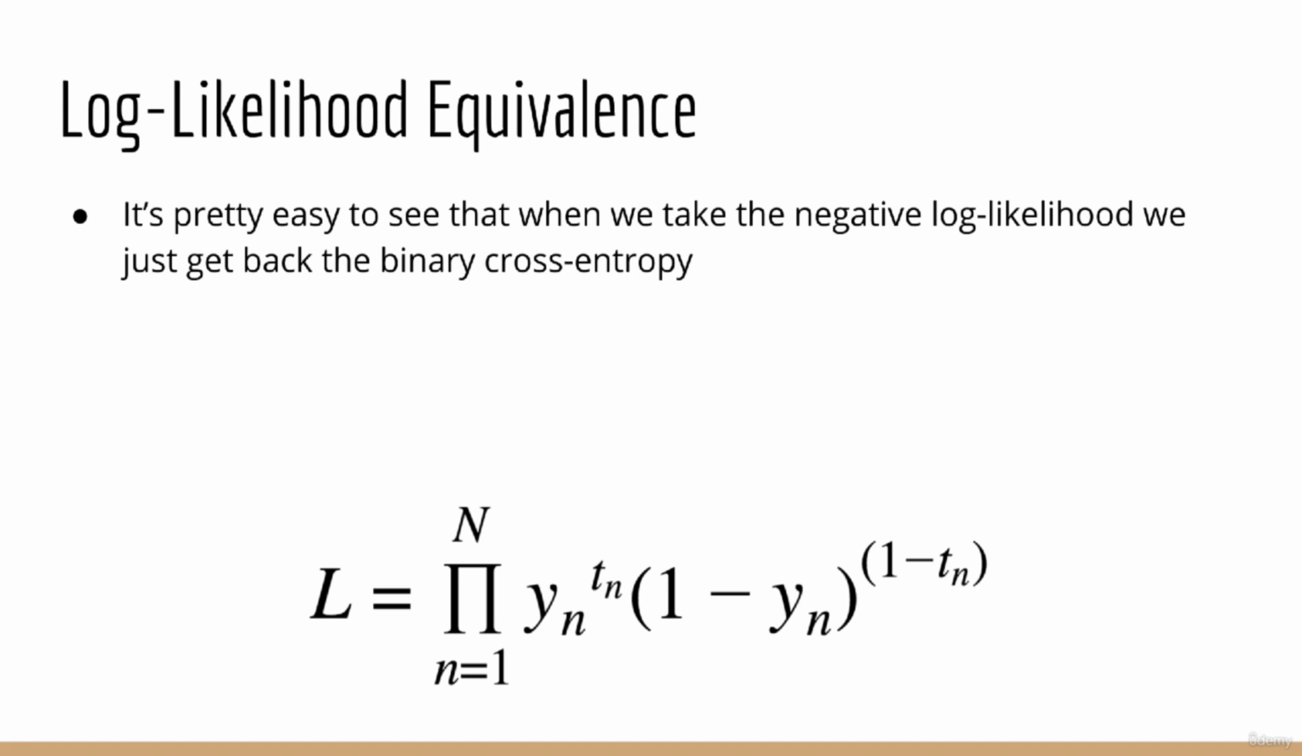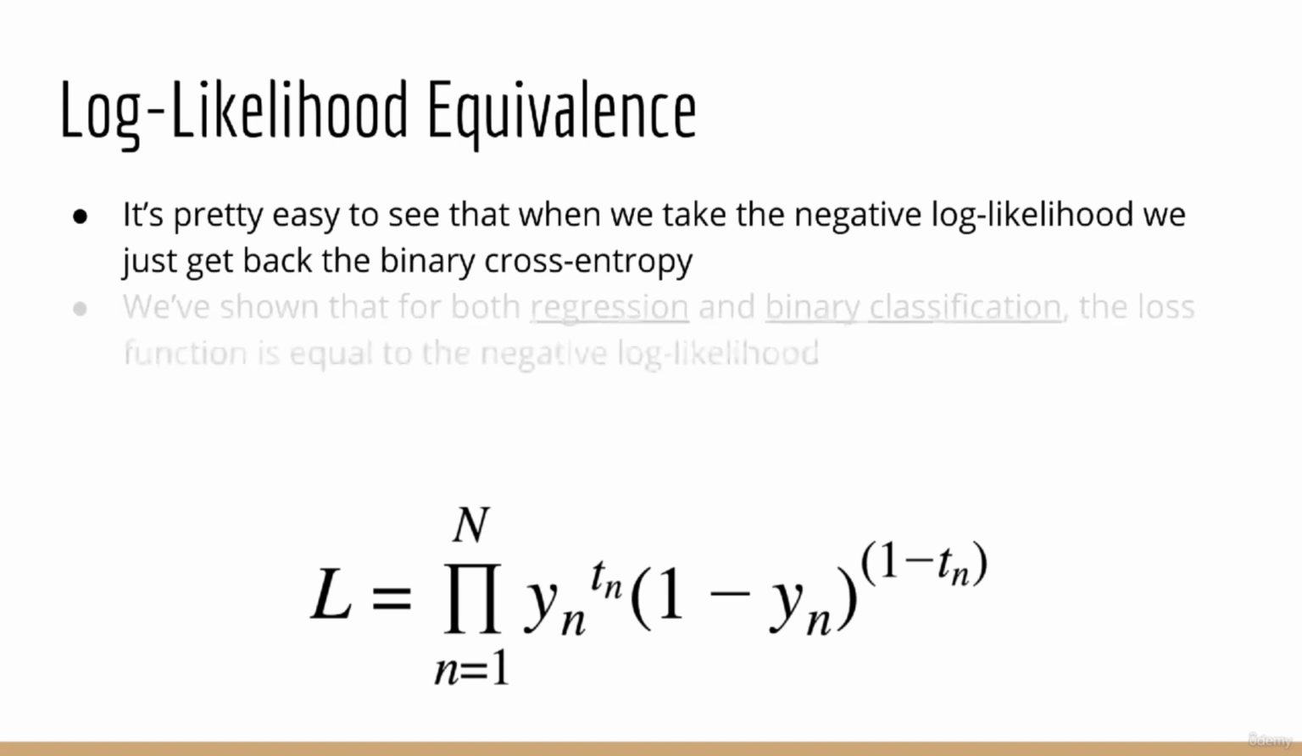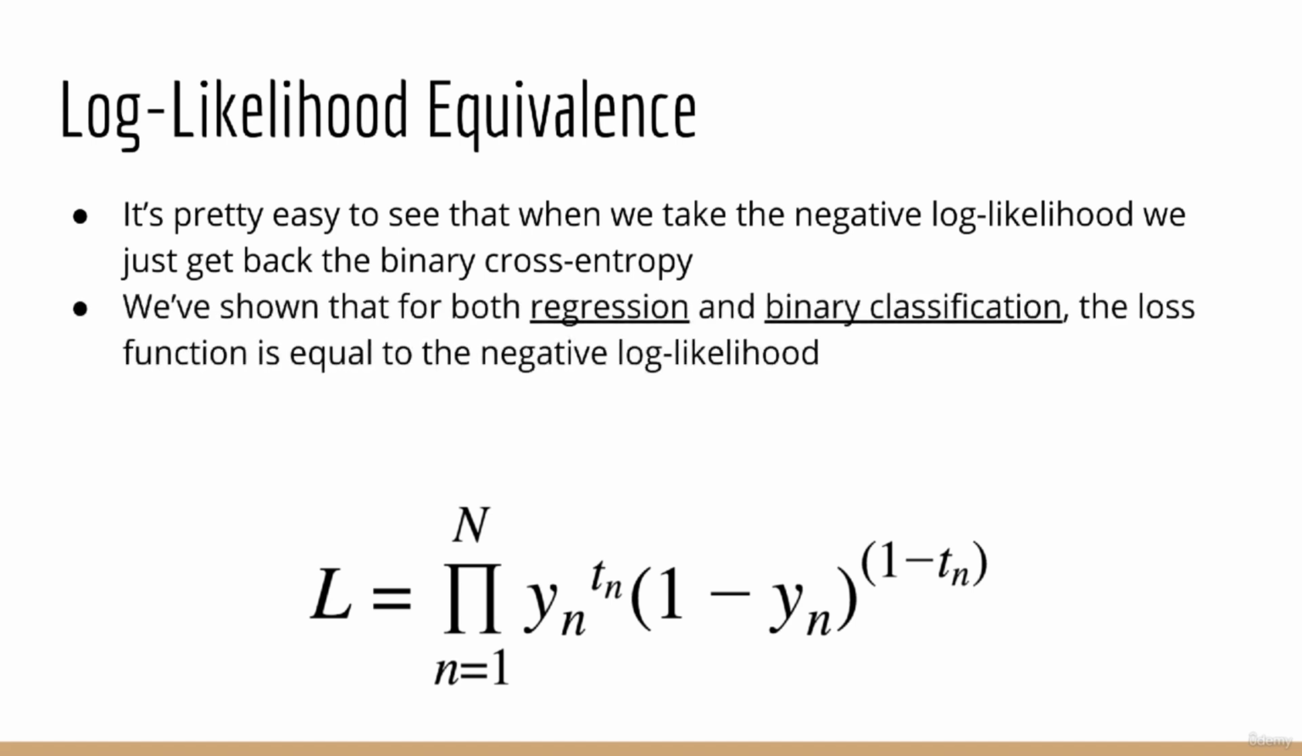And so what we realize is, in both cases, for both regression and binary classification, our cost function or our loss function is actually the negative log likelihood. And by the way, keep in mind I'm just using the letter L for everything here, so don't equate them to each other across different slides.